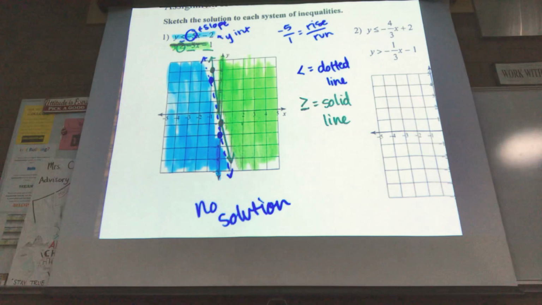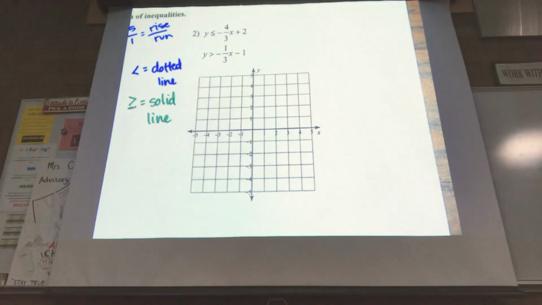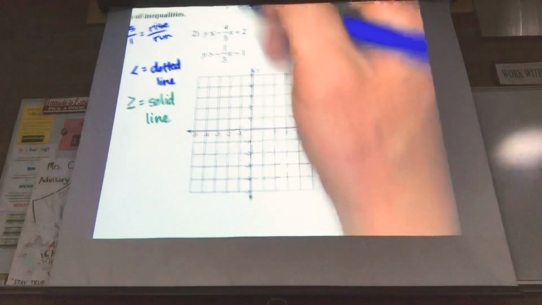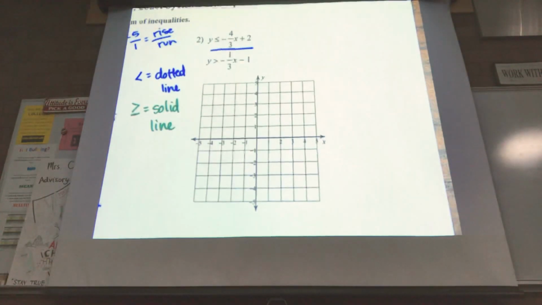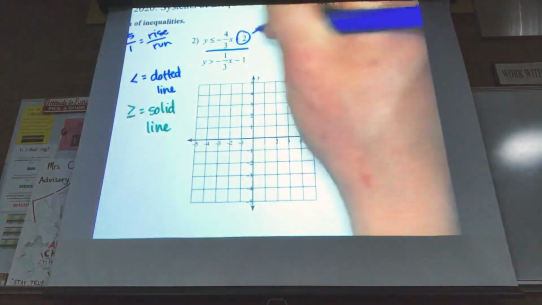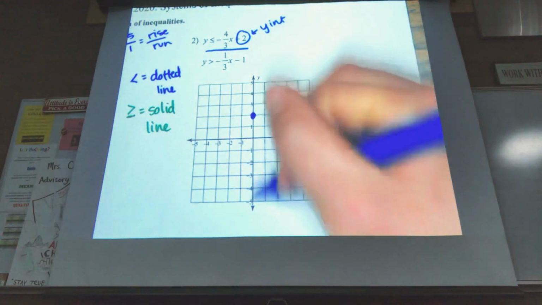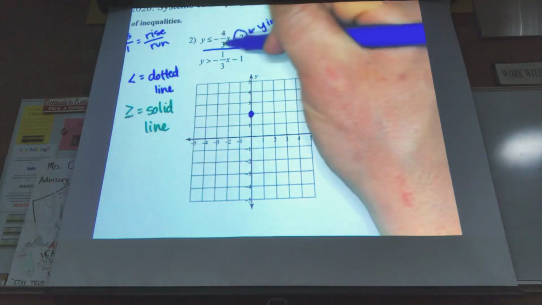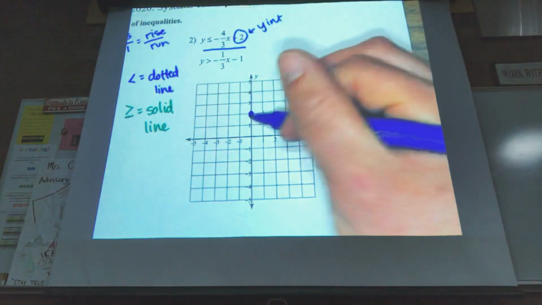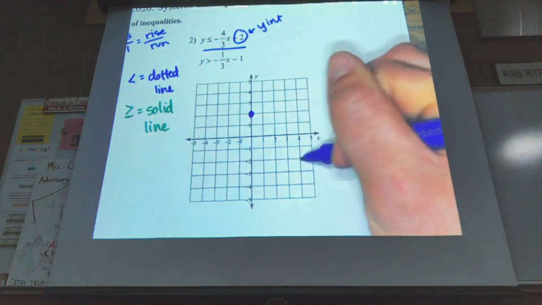Let's move on. If you need to pause or rewind that, you can. Let's go on to number 2 together. First I'm going to do this blue one. I'll underline the blue one right there. We're just going to graph this one first. I know I have a y-intercept at +2, so I'm going to put my first point at +2 on my y-axis. Now I'm going to use my slope. In this case, my slope is 4 over 3, so I'm going to go down 4, 1, 2, 3, 4, and over 3. 1, 2, 3, right there.